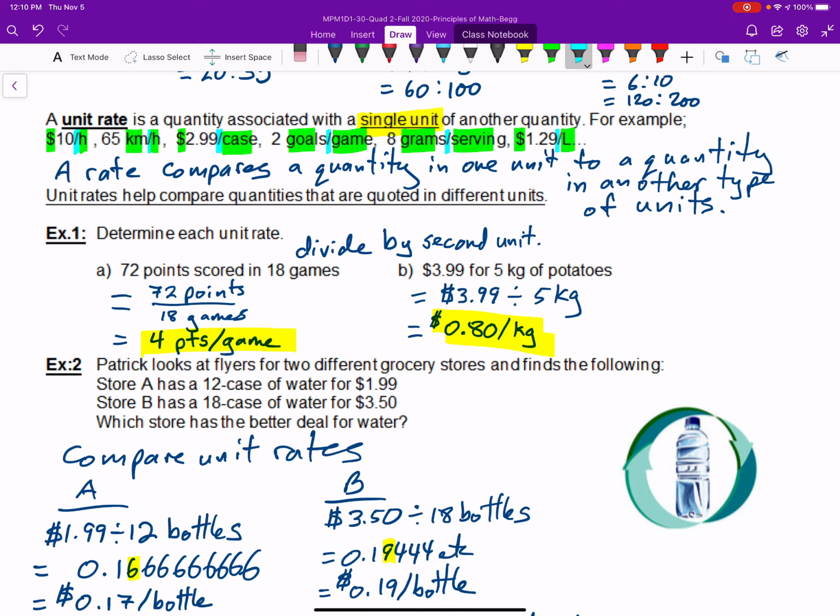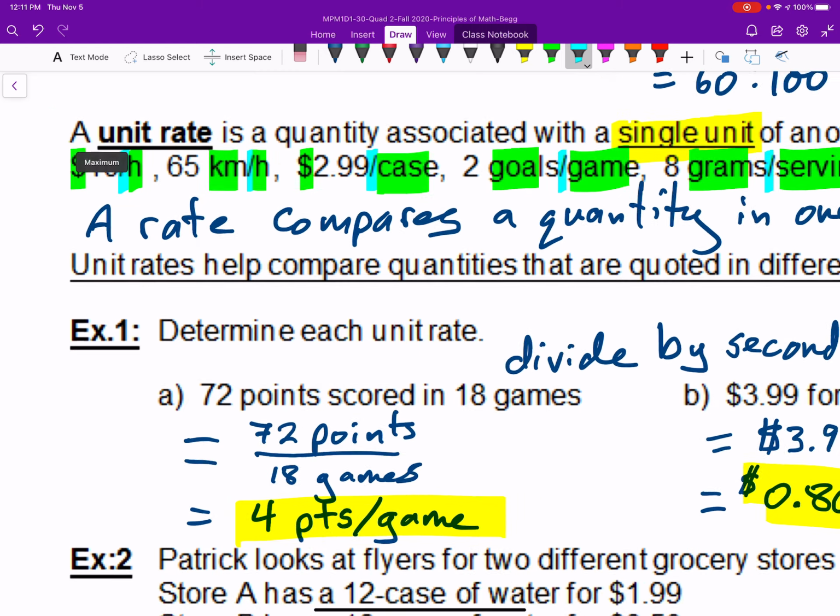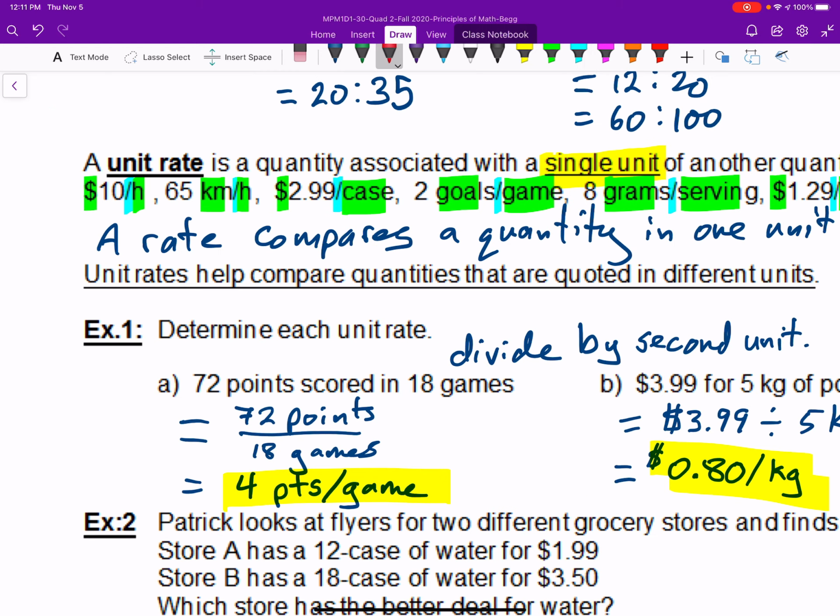A rate compares one quantity in one unit to a quantity in another type of unit. A unit rate, however, helps compare. Basically what it does is it reduces things to a single unit of the one we're dividing by. So in other words, $10 per hour could be thought of as a unit rate for hours. So maybe that's what someone's getting paid. So the unit rate answers how much do they get paid for 1 hour? They get paid $10 for every 1 hour they work, or 65 kilometers for every 1 hour they drive, or $2.99 for every one case someone buys.